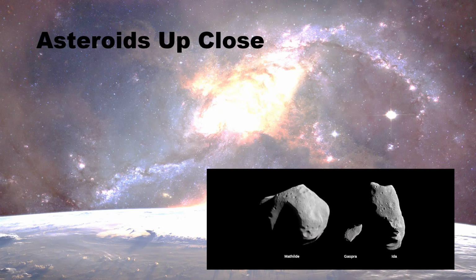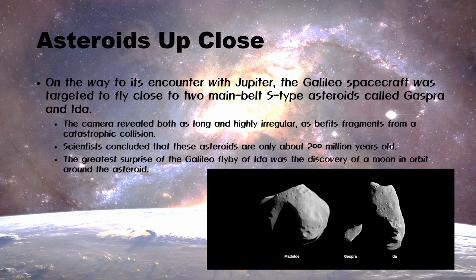Well, that's enough information about asteroids and some of their compositions, but what do they actually look like? Let's see if we can get up close and personal with a few of these asteroids. On the way to its encounter with Jupiter, the Galileo spacecraft was targeted to fly close to two main belt S-type asteroids called Gaspra and Ida. The camera revealed both as long and highly irregular, as befits fragments from a catastrophic collision, because in a collision things are going to fragment off into weird irregular shapes. So scientists conclude that these asteroids are only about 200 million years old.